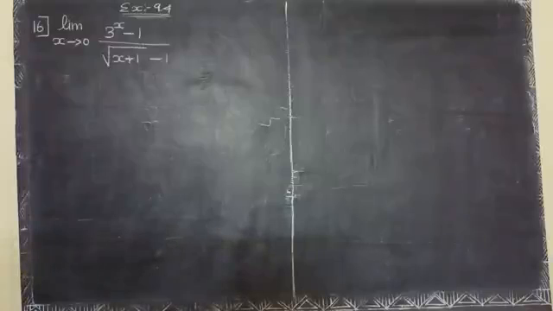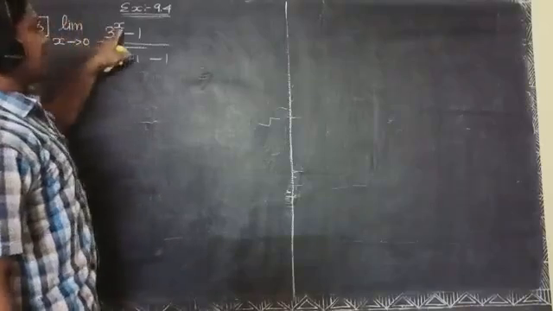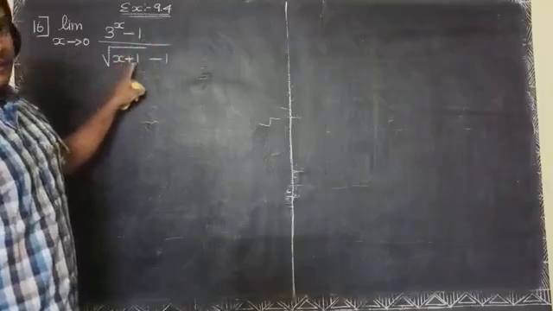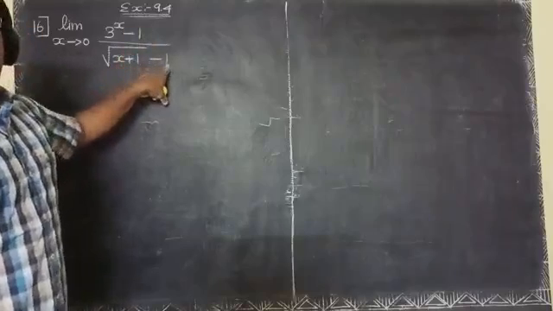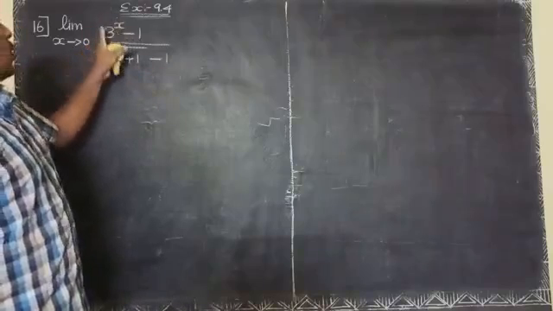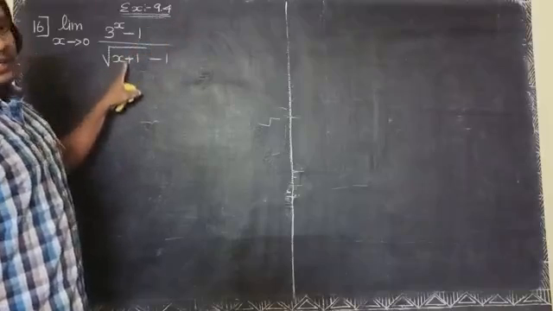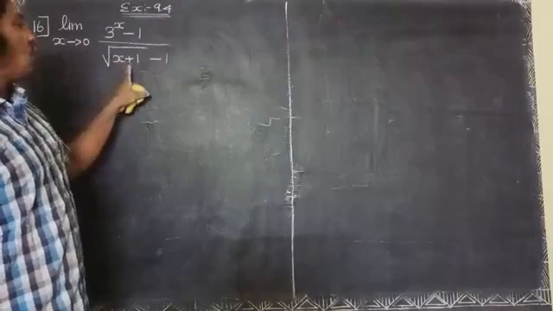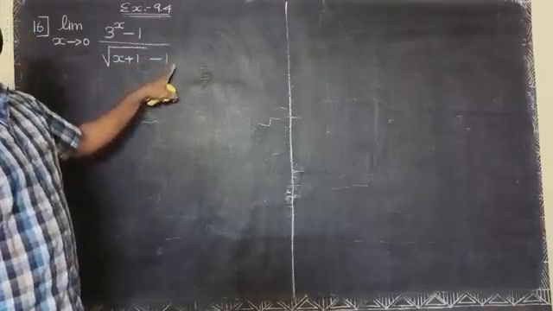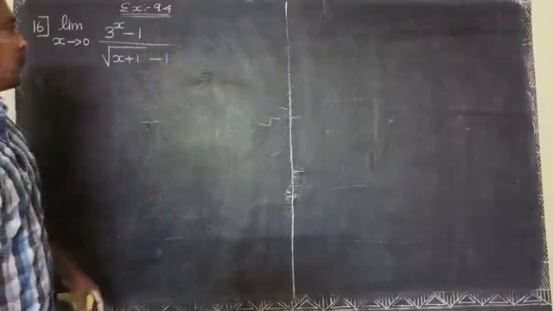Hi students, exercise 9.4, question number 16: limit x approaches 0, (3^x - 1) divided by (square root of (x + 1) - 1). Here replace x equal to 0 into the function: 3^0 is 1, 1 minus 1 is 0. Then the denominator: 0 plus 1 is 1, square root of 1 is 1, 1 minus 1 is 0. Numerator 0, denominator also 0. 0 by 0 is an indeterminate form.